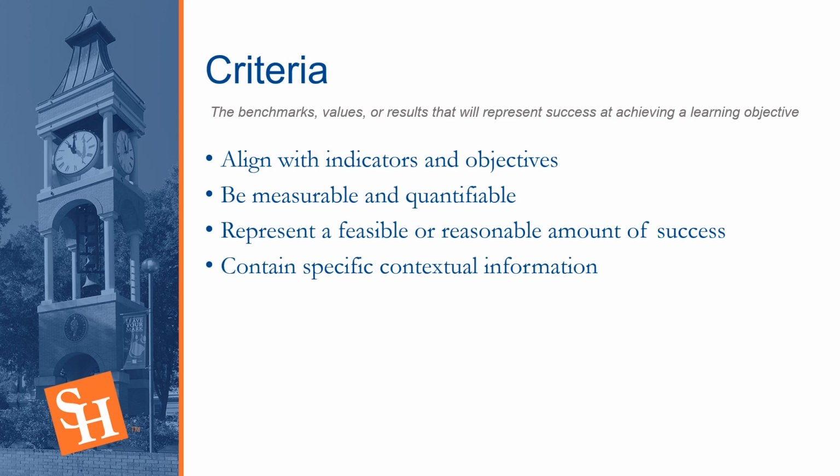Criteria are the benchmarks, values, or results that will represent success at achieving a learning objective. These should align with indicators and objectives, be measurable and quantifiable, represent a feasible or reasonable amount of success, and contain specific contextual information to explain how the criteria were selected and how they were appropriate for the objectives.